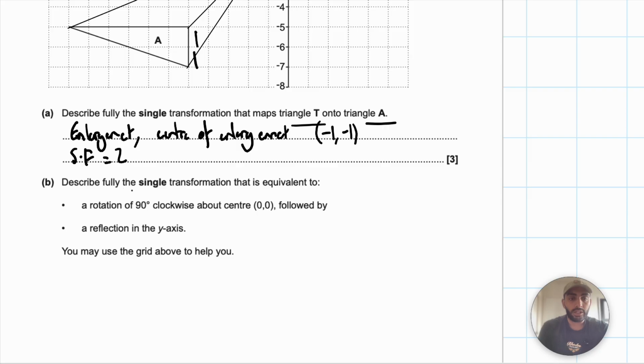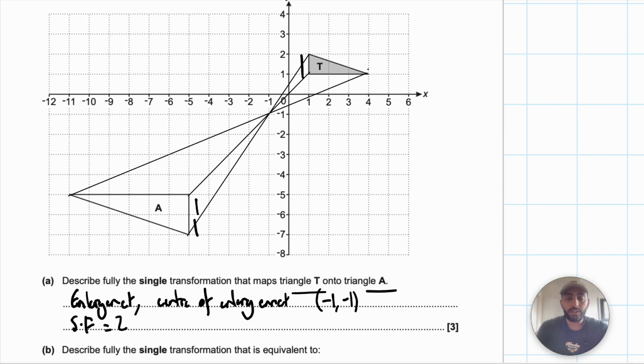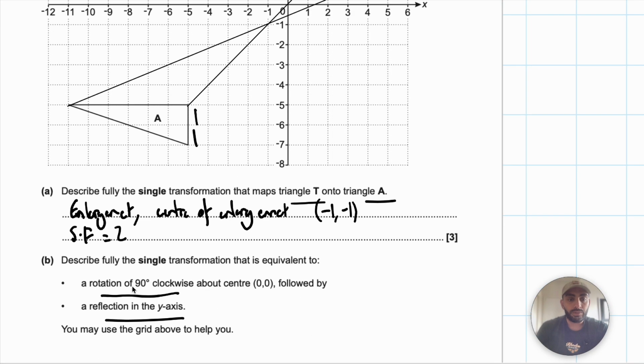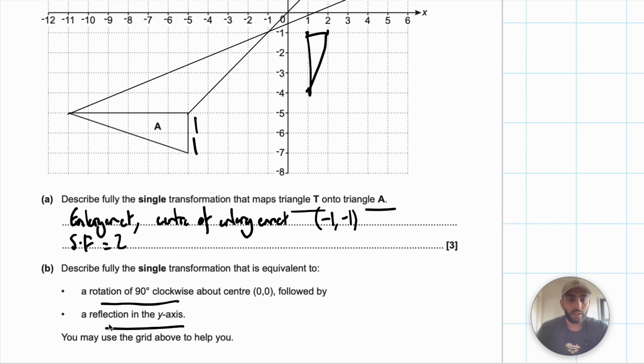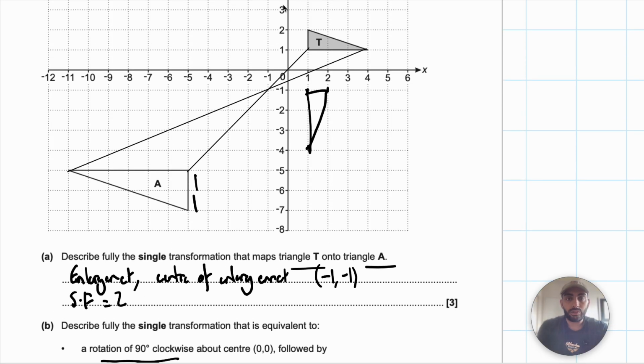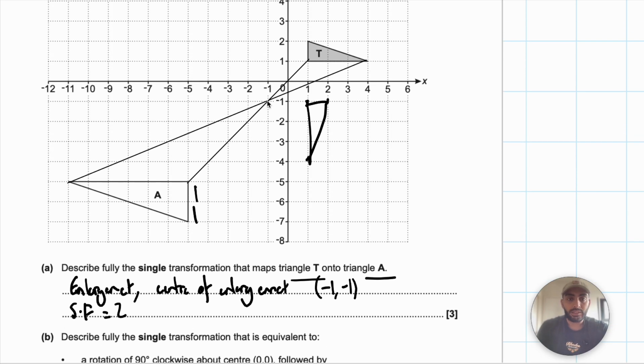Part B. Describe fully the single transformation that is equivalent to a rotation of 90 degrees clockwise about center 0, 0, followed by a reflection in the y-axis. I'm going to use this shape to help me out with this one. Let's first rotate it 90 degrees clockwise. You can use tracing paper when you do this, or if you can visualize it, this shape would appear here when you rotate it 90 degrees clockwise. Then it's being reflected in the y-axis. So this is my y-axis. It's being reflected there, so that point would be there. That one would be over here, and that point would be there.